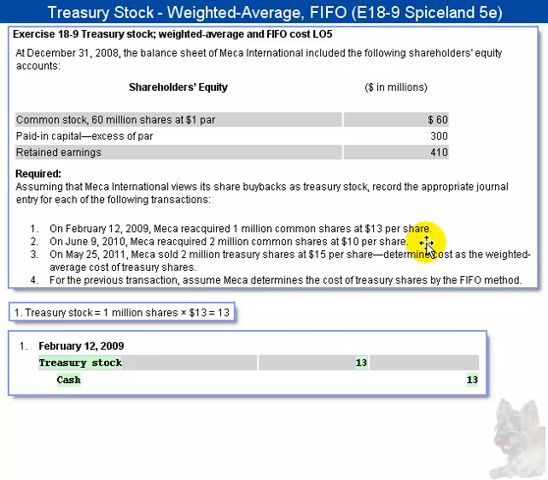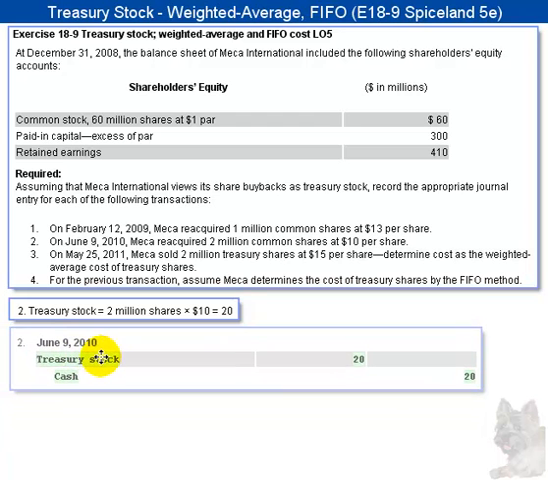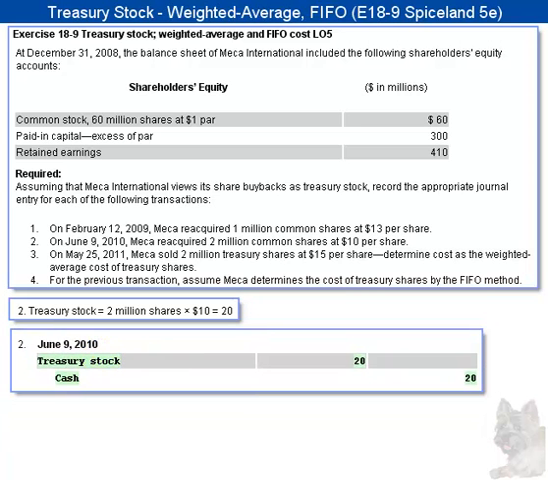Number 2 says, on June 9th, 2010, Mecca reacquired 2 million common shares at $10 per share. Alright, so the calculation we need to make looks like this. Treasury stock is 2 million shares times $10, or 20 million, is what we need to record. And so on that June 9th entry, we have a debit to treasury stock of 20 million and a credit to cash.